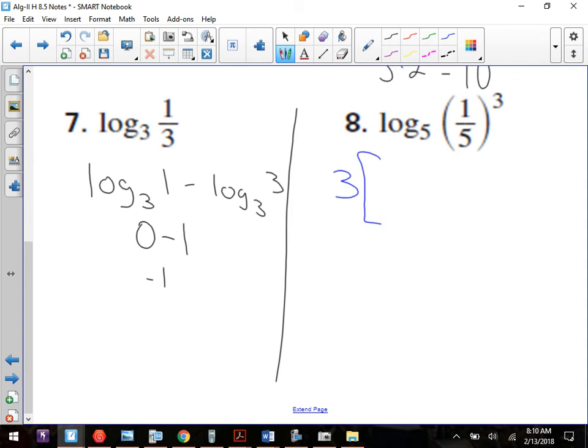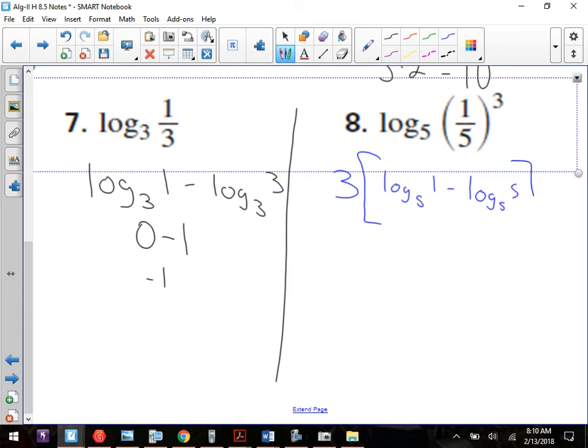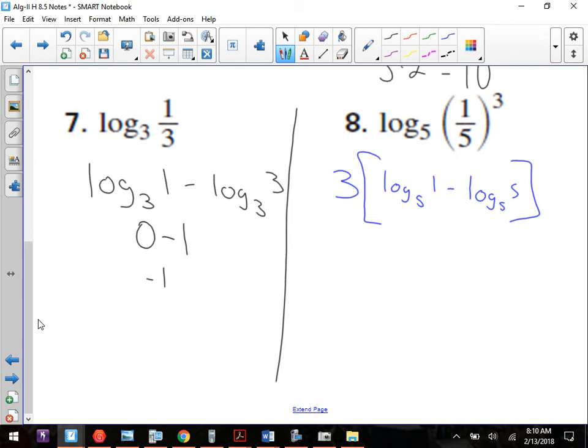Same deal here. If I bring this one over, I get 3. Now, I will say this. When you have exponent and division, or exponents with subtraction, exponent with multiplication, and stuff like that, make sure you put parentheses around everything so you don't accidentally screw something up. You'll get log base 5 of 1 minus log base 5 of 5. What's log base 5 of 1? And log base 5 of 5? So you get 3 times the quantity 0 minus 1, otherwise known as negative 3.